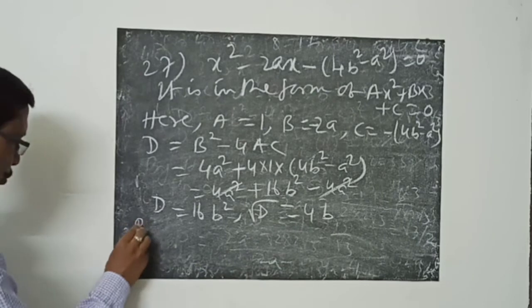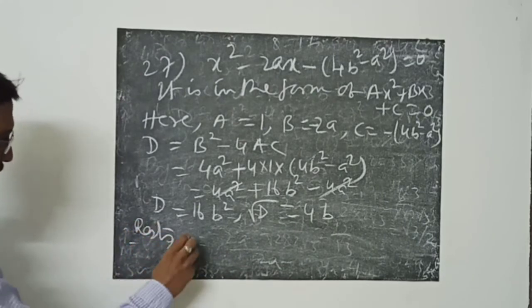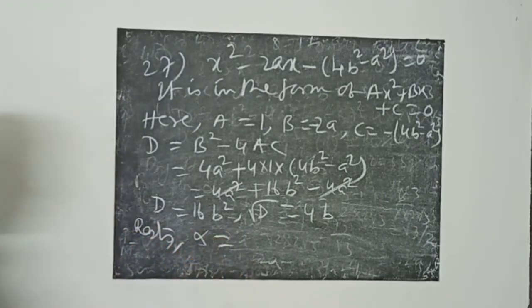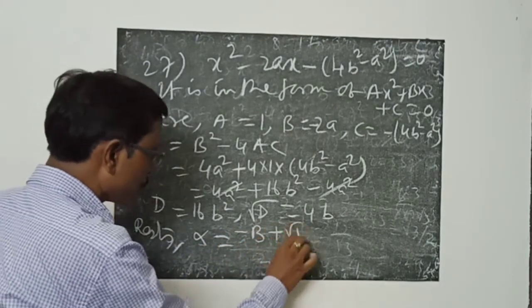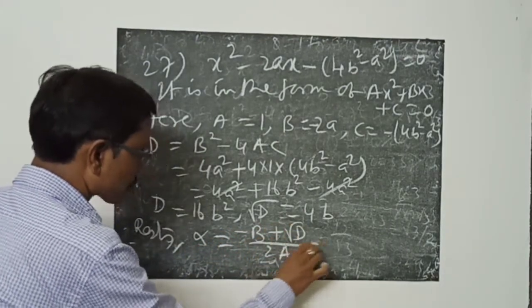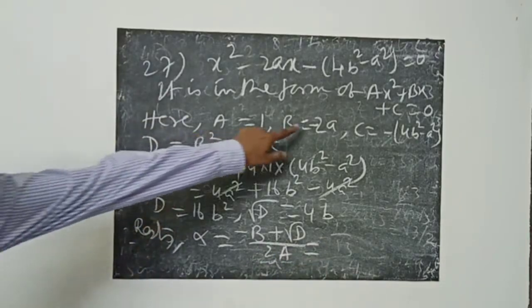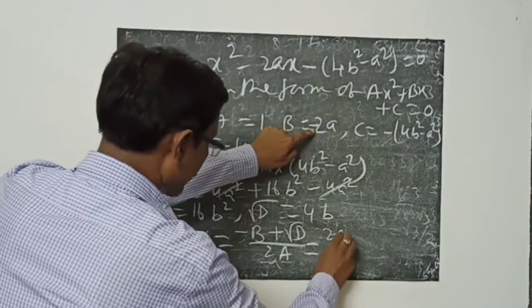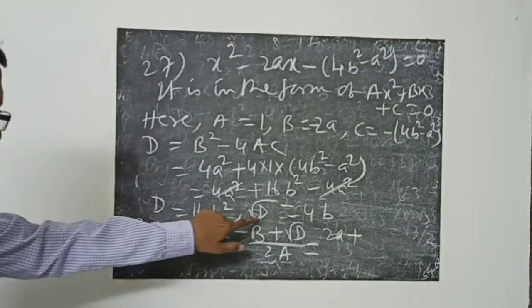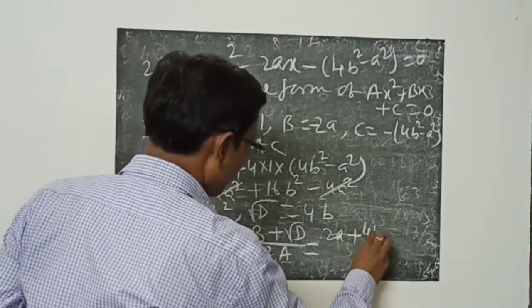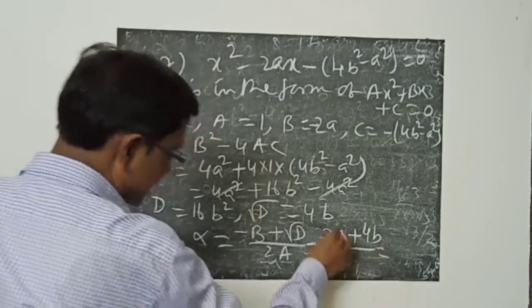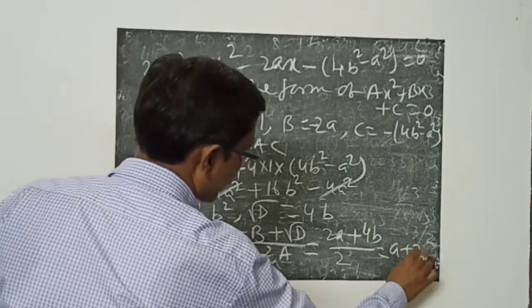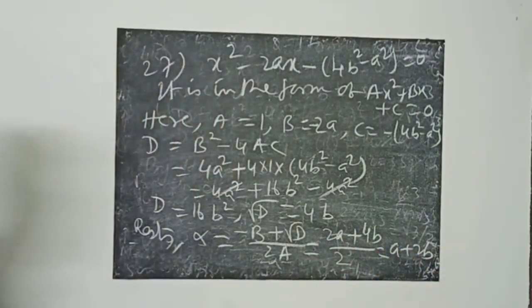Now the roots of the equation. Alpha equal to minus B, using the standard form, plus root D by 2A. So ultimately it will be minus B, means minus minus, plus 2a, plus root D, means 4b, by 2A, 2 into 1, 2. Therefore it will be cancelled by 2 on both. So a plus 2b ultimately you got.